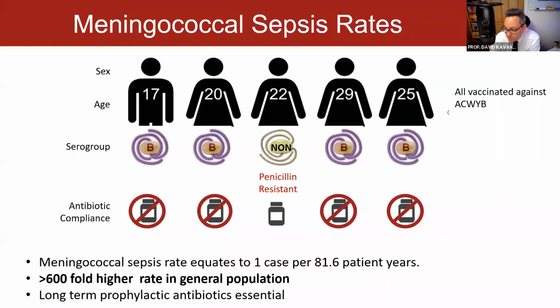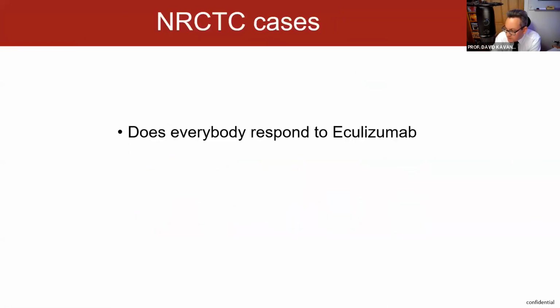And we still, despite all that, have had 5 cases of meningococcal sepsis. I mean, that's 600-fold higher than the general population in the UK. And we really did a deep dive to see why these patients were getting disease despite all our efforts. And what it transpired is that of the 5 that developed meningococcal sepsis, 4 were not taking their antibiotics at the time, and 1 had a penicillin-resistant strain. So we really do think that antibiotics are essential to stop patients developing meningococcal sepsis despite vaccination.